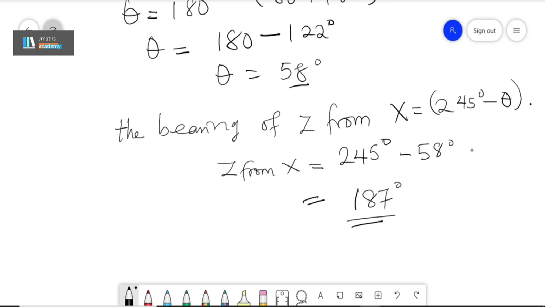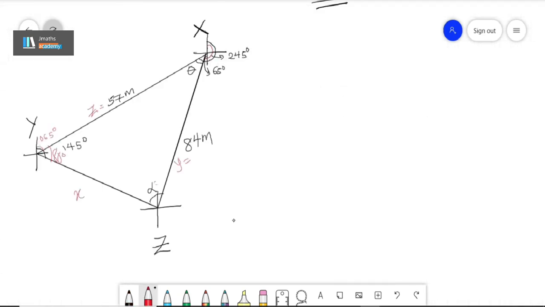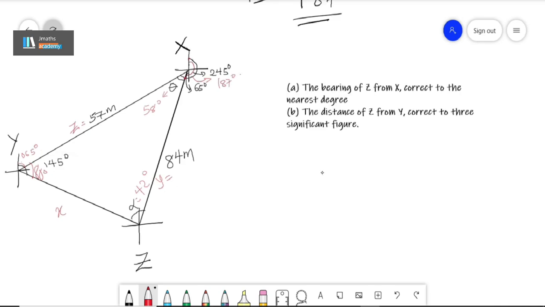Now we are not done yet. This is the first part. To solve the second part, we've gotten alpha to be 42 degrees and we've gotten our theta to be 58 degrees. And now we know the bearing from this point to this point to be 187 degrees. Now we've succeeded in finding the bearing of z from x. Now we have to find the distance of z from y, correct to 3 significant figures. Now let's solve this question. So at this point we are going to use cosine rule to solve this question.